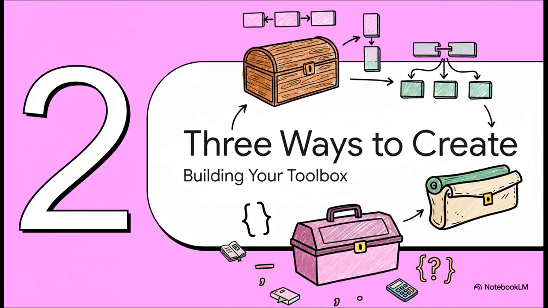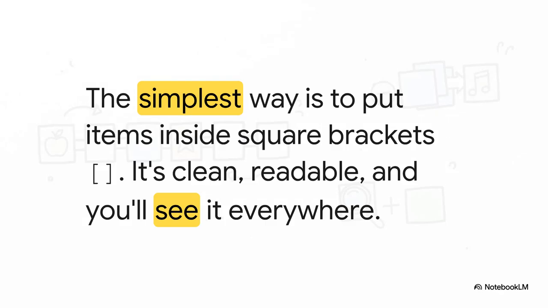All right, that's enough theory. How do we actually build one of these magical toolboxes? Turns out there are a few ways to get it done, and we're going to walk through the 3 most common methods right now. The simplest, most direct way is just using square brackets. You literally just list out your items inside, separate them with commas, and you're done. It's clean, super readable, and honestly, it's the method you're going to see 99% of the time.